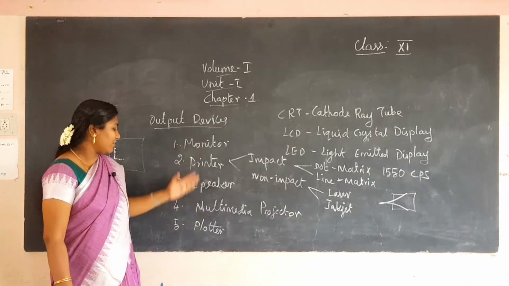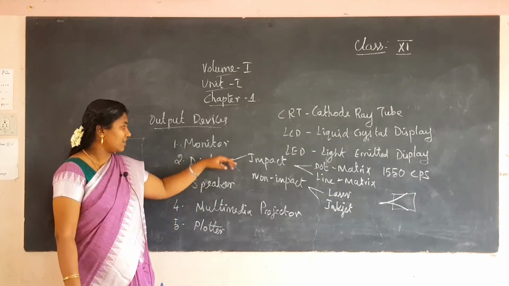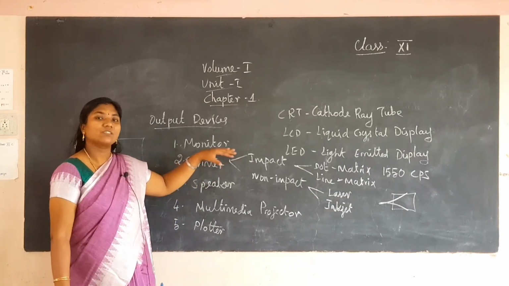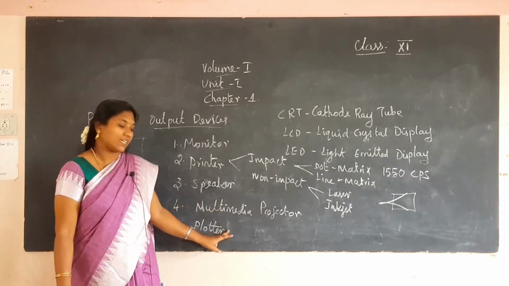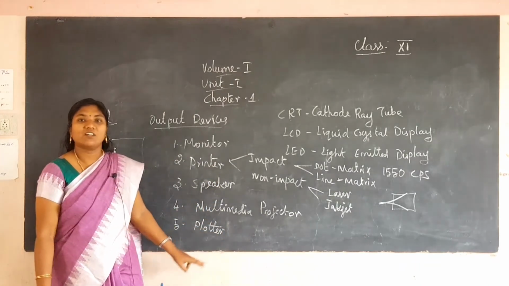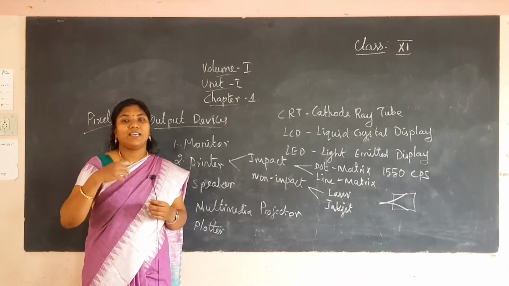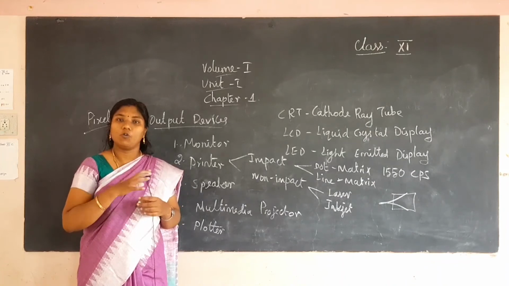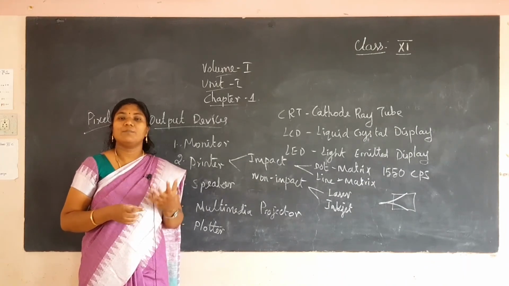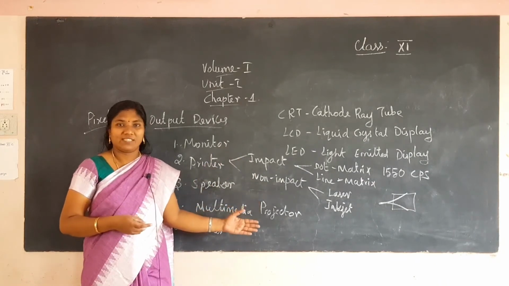So these are all the 5 output devices. First, the most common and most used is the monitor, and next the printer, speaker, multimedia projector and plotter. Sometimes they may ask you to explain the printer alone, sometimes they may ask you to explain the output devices. As per the marks of the question, you have to explain the types of devices.